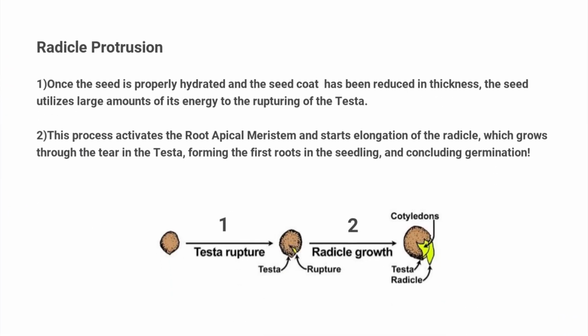And once the seed is properly hydrated and the seed coat has been reduced enough, the seed utilizes large amounts of energy to rupture the testa. This rupturing activates the root apical meristem and starts elongation of the radicle, which grows through the tear in the testa, forming the first roots of the seedling and concluding germination. While the germination process of the seed has ended, the understanding of it has just begun. As previously mentioned, this process is heavily regulated by hormones, some of which you might have even heard of before. So please stay tuned and hear from our next speaker, Ahmad.